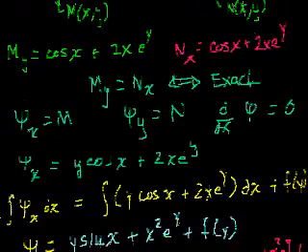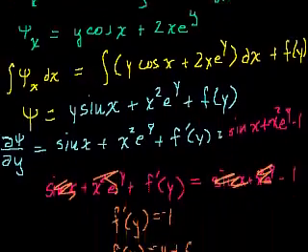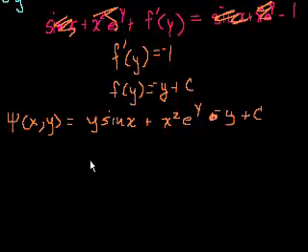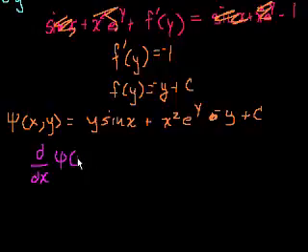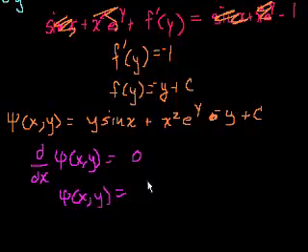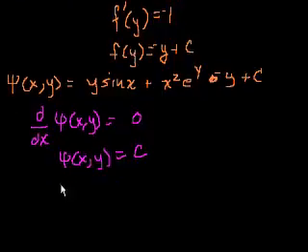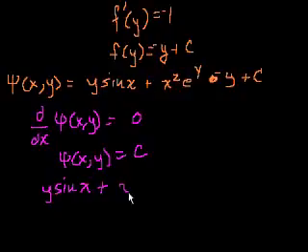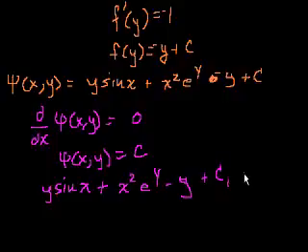And so what does that tell us? Well, using the partial derivative chain rule, that original differential equation can be rewritten as the derivative d dx of xi, where xi is a function of x and y, is equal to 0. If you were to integrate both sides, you would get that xi of x, y is equal to c is a solution of that differential equation. So we could say y sine of x plus x squared e to the y minus y, plus c1, is equal to c2. You can subtract the c's from both sides and just be left with the c at the end. But anyway, we have solved this exact equation.